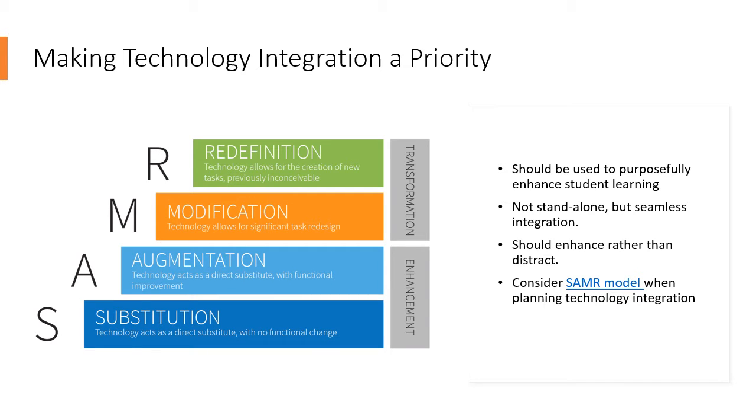As a passionate proponent of technology in the classroom, I need to remind myself that technology should not be included for its own sake, but should be used purposefully to enhance student learning. This means that it should not be a standalone subject, but should be integrated seamlessly into mathematics lessons in a way that enhances rather than distracts from learning. One way of planning effective technology integration is to consider the SAMR model. This helps teachers to consider the different ways that technology can be used to enhance learning in the classroom, moving from applications that enhance learning to those that transform learning.